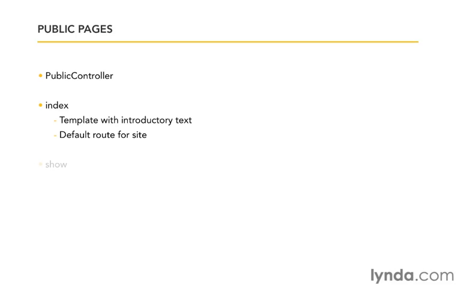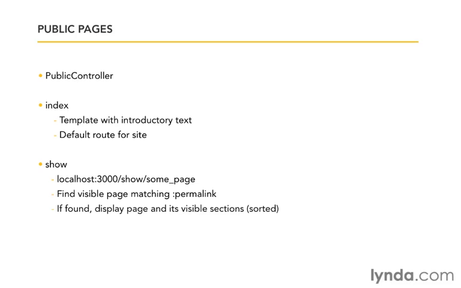The second action and template will be show. The way that we'll get to the show action is localhost:3000 and then show some page. And that some page is going to be a permalink. We'll look in the database to see if we can find a page that matches that permalink. If it's found, then we'll display the page and its visible sections, sorted in the right positions, of course. If it's not found for any reason, and we've just gotten a gibberish URL, well, then we won't raise any kind of error. We'll just redirect back to the index page.